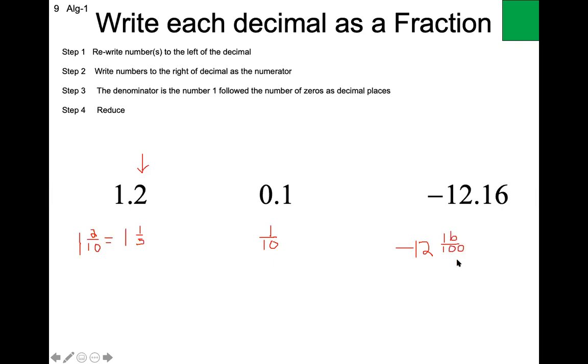Ooh, what goes into 16 and 10? Well, the biggest number, I believe, is 4. I know 4 goes into 100, and I know 4 goes into 16. So let's see. If that's the case, then I would get negative 12. 4 goes into 16 4 times, and 4 goes into 100 25 times. And I think that's all that one can be reduced.